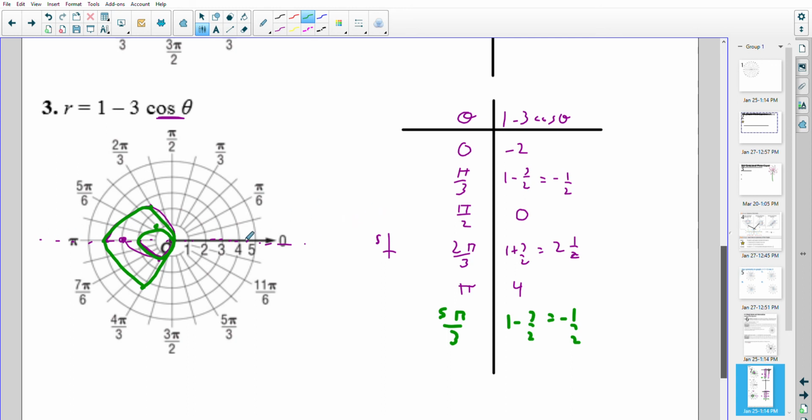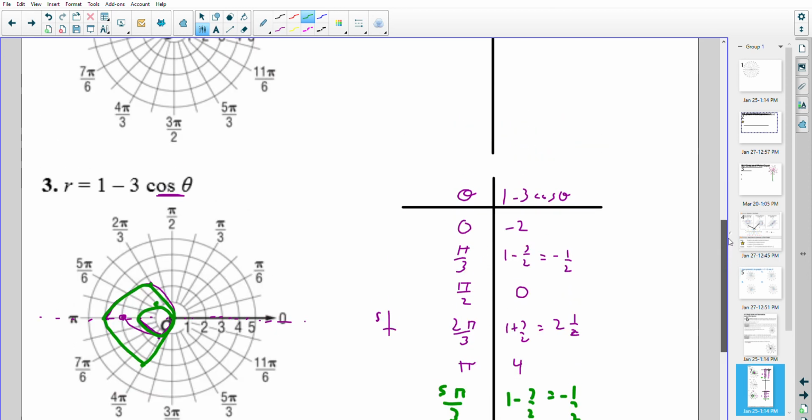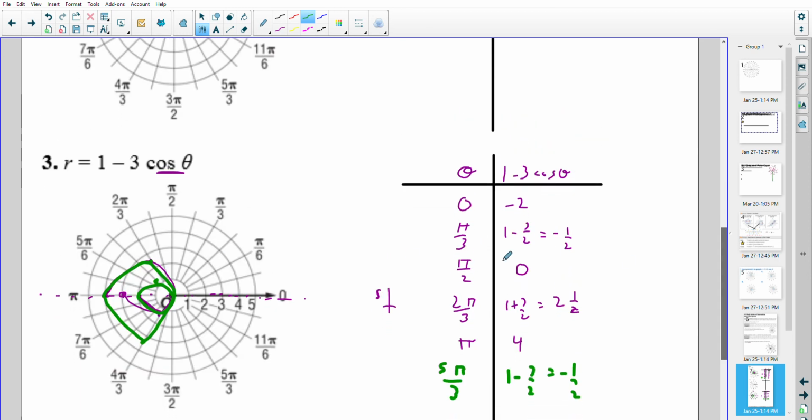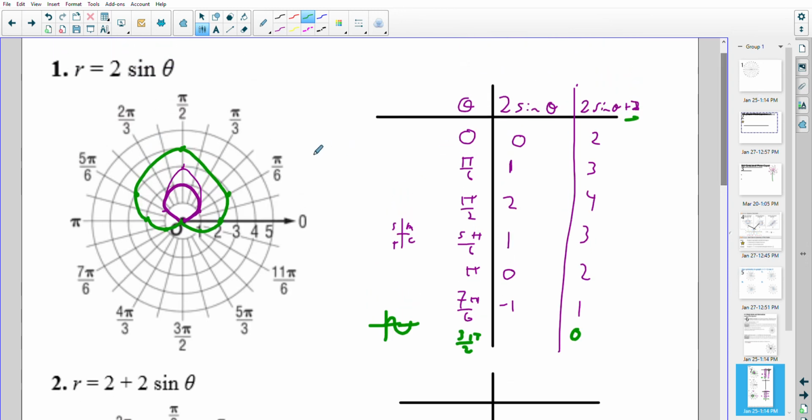So a little bit harder problem there. Real important to be careful with your points. As you can see, I made a mistake there, but caught it when I was going around. And remember your symmetries. Cosine is symmetric about the theta equals 0 line on the polar graph, and sine is symmetric at the theta equals pi over 2 line. We got those from the basic sine and cosine graphs.